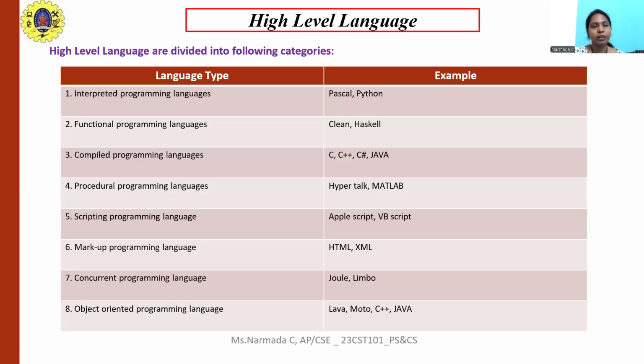So these are the language types with examples. As we saw in the previous video, programming languages are categorized into eight types. Interpreted programming language: Pascal and Python. Functional programming language: Clean and Haskell. Compiled programming language: C, C++, Java, C#. Procedural language: HyperTalk, MATLAB. Scripting language: AppleScript, VBScript. Markup language: HTML, XML. Concurrent programming language: Joule and Limbo. Object-oriented programming language: Java, Moto, C++, and Java.